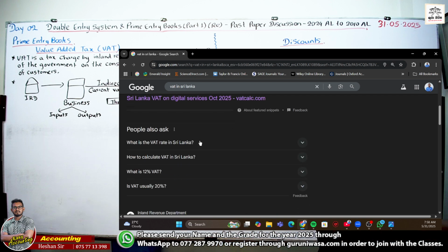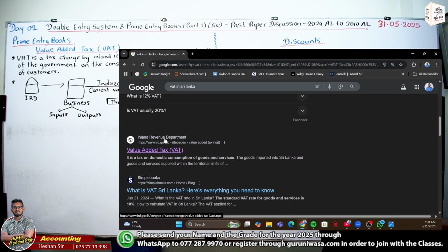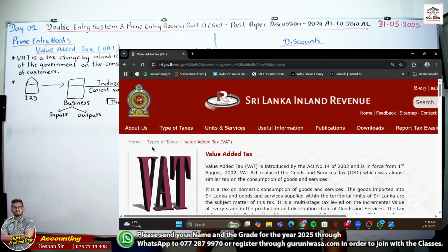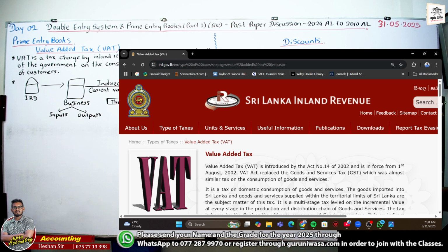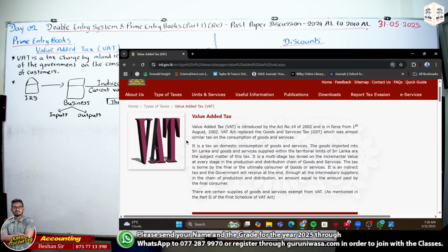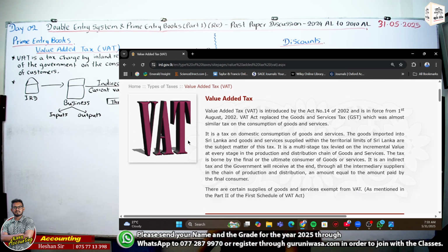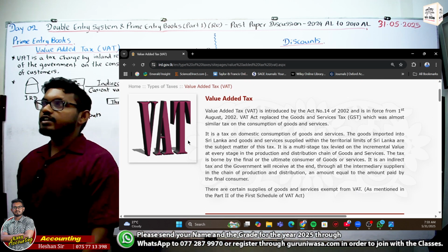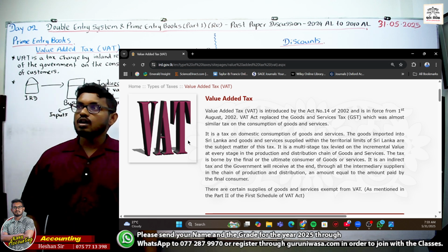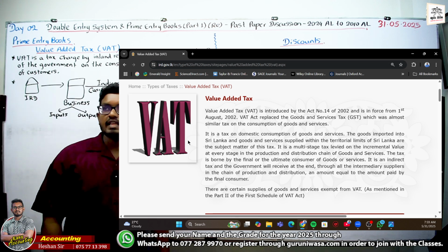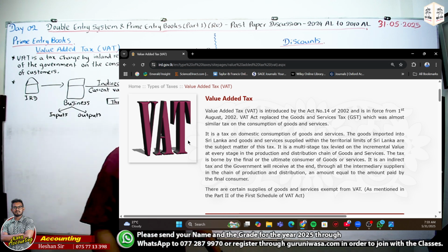You can refer to everything on the Inland Revenue Department website. Go to the Inland Revenue Department, දේශීය ආදායම් බදු දෙපාර්තමේන්තුව, right? Go to this website and check VAT. You can see value added tax, VAT, introduced by the VAT Act 2002. This is the act, but there were many amendments.